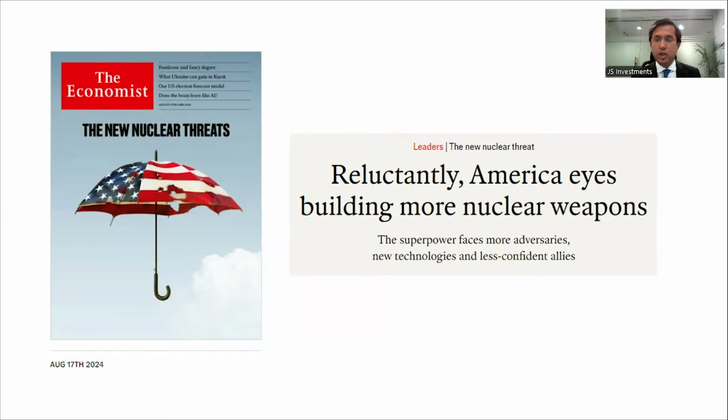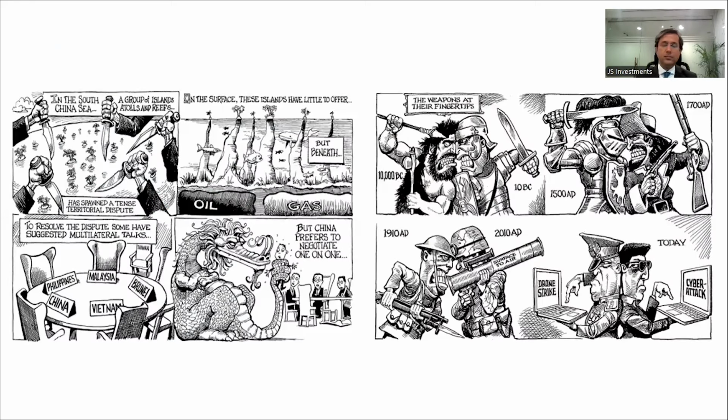You can see basically Economist has covered the nuclear threat under this topic, where it says that the superpower faces more adversaries, new technologies, and less confident allies. This gives you a sort of a sense of the overall environment. All right, next, these cartoons depict the overall geopolitical ambiance, where, for instance, China often comes into news on their activities in the South China Sea.